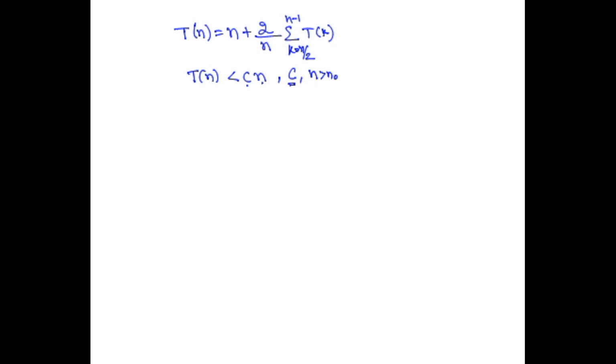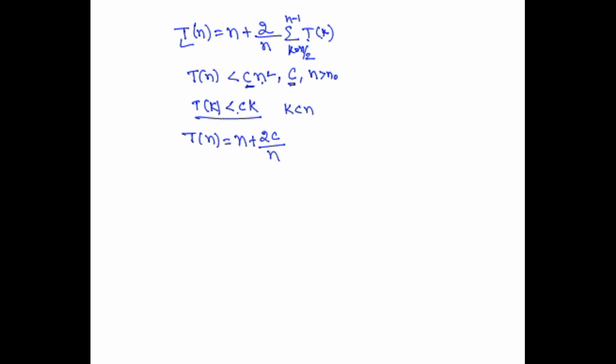So we will assume, for every k which is smaller than n, by induction that T(k) is smaller than c times k, and we will try to show that T(n) will be smaller than c times n. We will try to figure out the value for c later. So if I plug in the value of c times k for T(k), this equation becomes T(n) equal to n plus 2c by n.